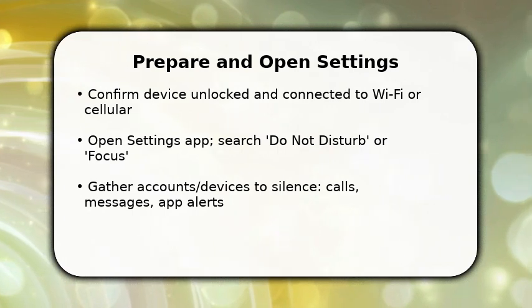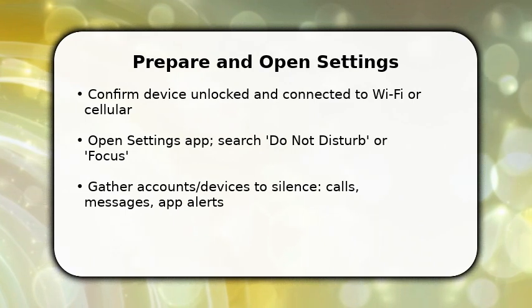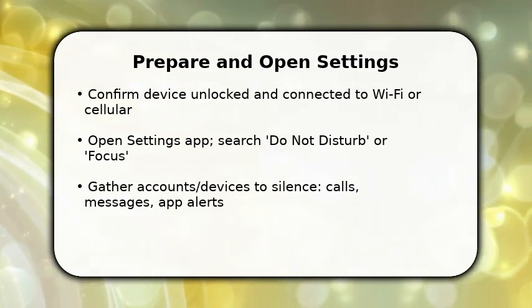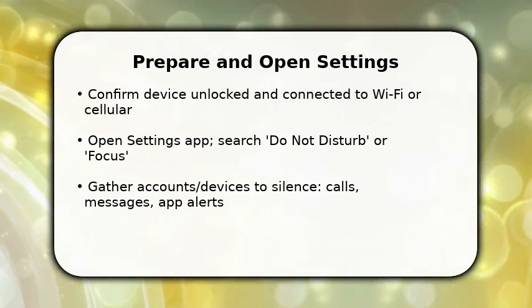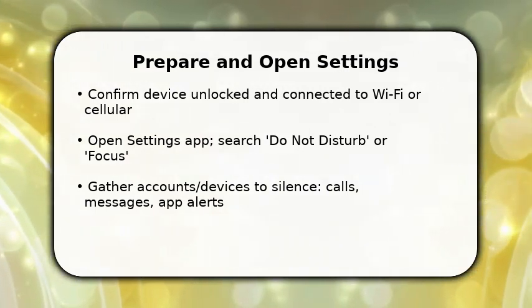Make sure you know which channels to silence: calls, texts, and specific apps, because that determines later toggles. Once done, tap into the Do Not Disturb entry to begin configuring schedules and allowed interruptions. This first action drives everything that follows.